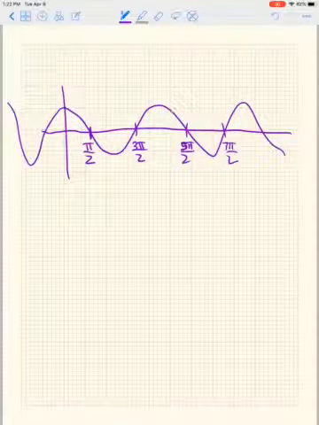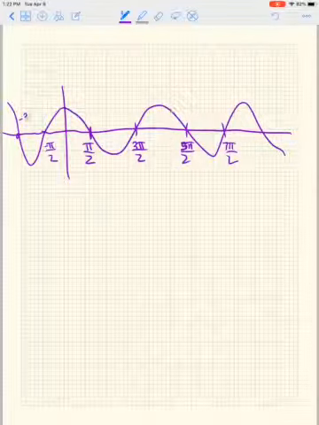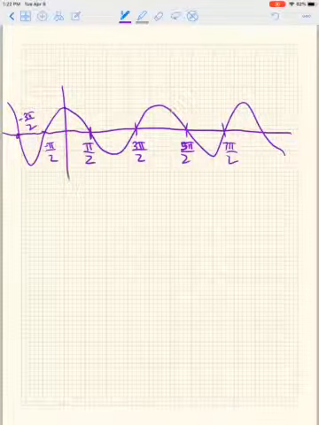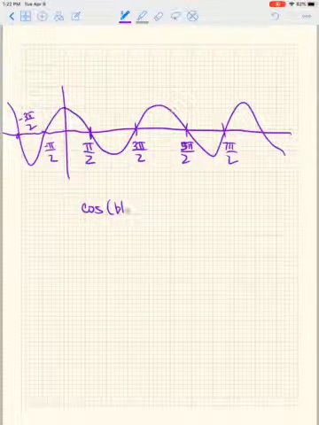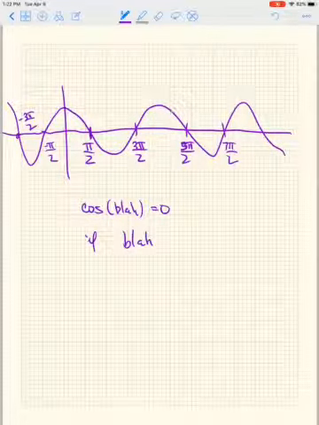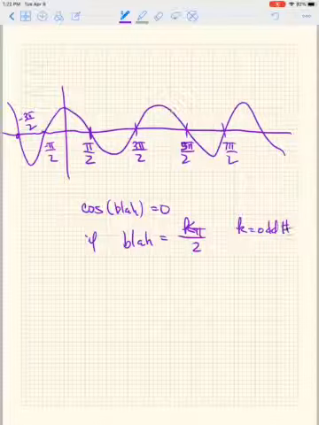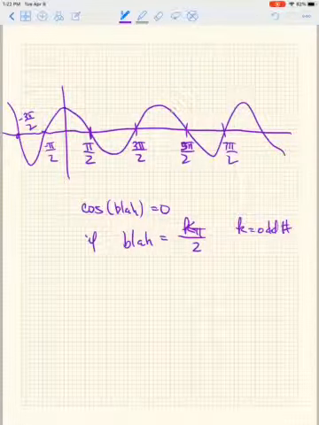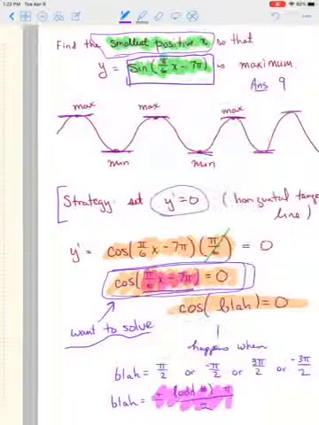And the same happens in reverse, right? So the same at negative pi over 2, negative 3 pi over 2, etc. And so what do we see? We see cosine of blah is 0 if blah is basically an odd number times pi over 2. So if we have some number k that's an odd integer, times pi over 2, we plug that into cosine, we're going to get 0. So let's go back to our problem.